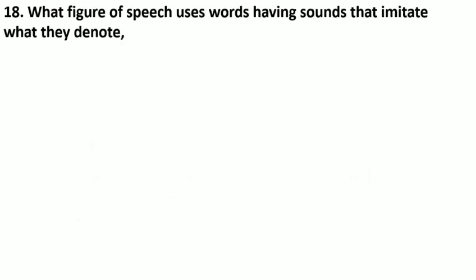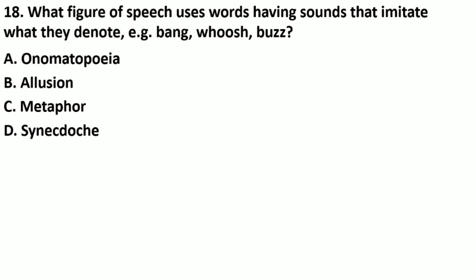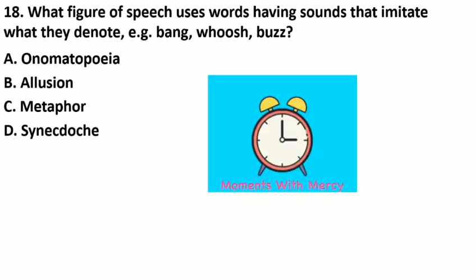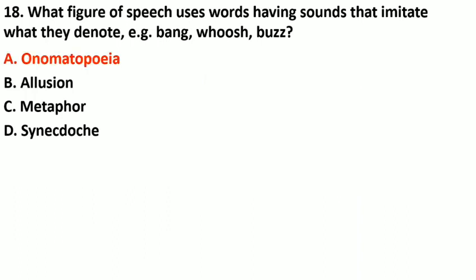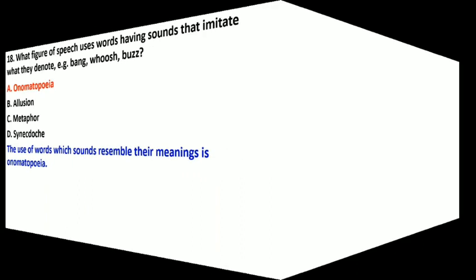Next, what figure of speech uses words having sounds that imitate what they denote, like bang, whoosh, and buzz? A. Onomatopoeia. B. Allusion. C. Metaphor. And D. Synecdoche. The correct answer here is option A. Onomatopoeia. The use of words whose sounds resemble their meanings is onomatopoeia.